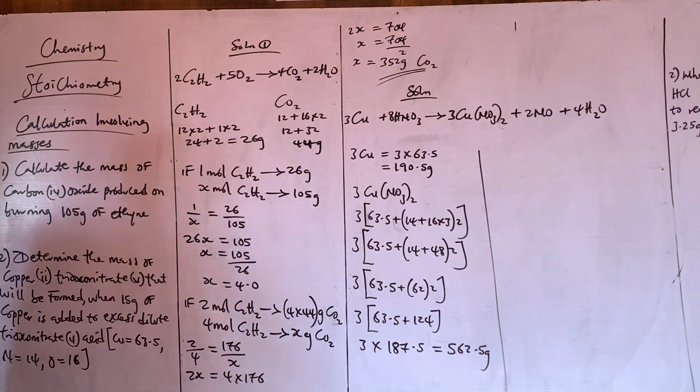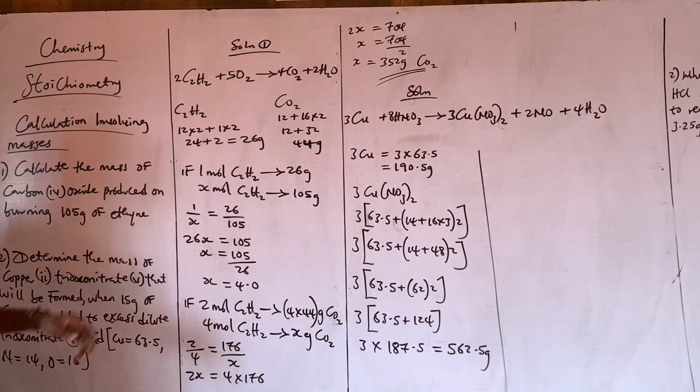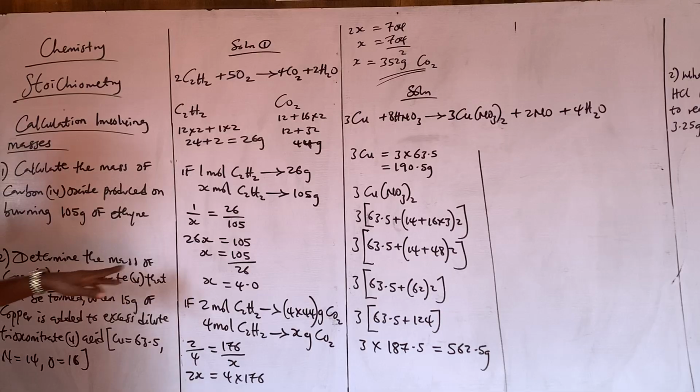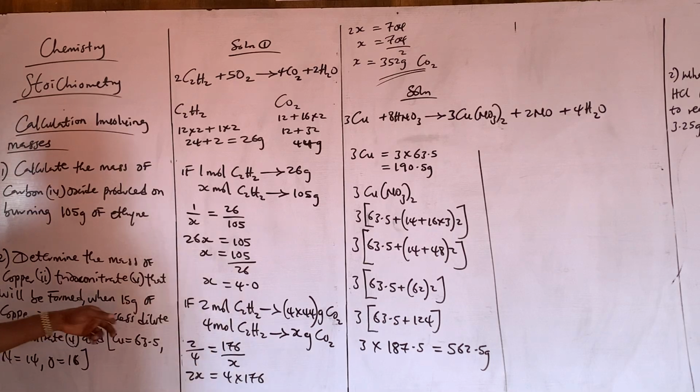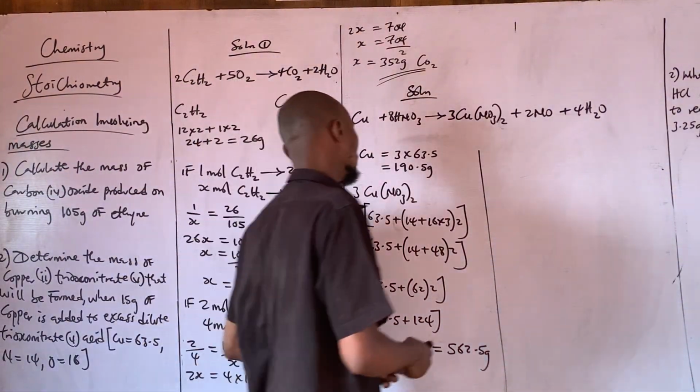Copper 2 trioxonitrate 5. Do you understand now? Yes. So, don't forget they said determine the mass of copper 2 trioxonitrate 5 that will be formed when 15 gram of copper is added to excess dilute trioxonitrate 5. Do you understand now? So, what are we going to do?